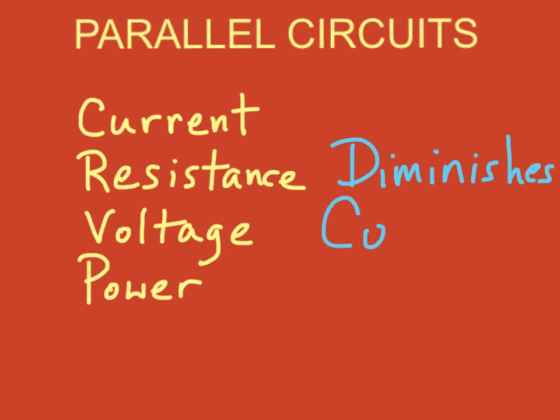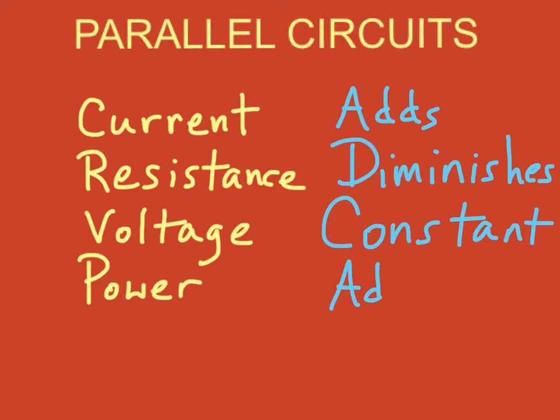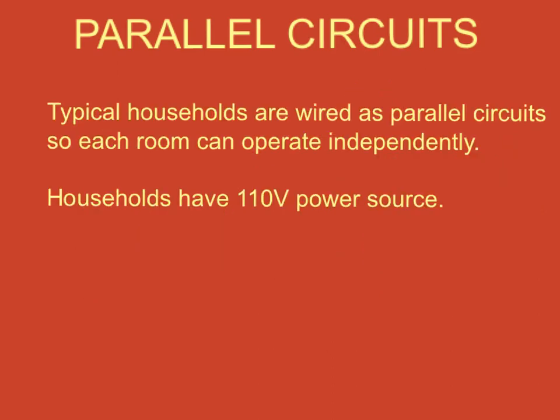Voltage is what remains constant. And current and power each add at each resistor to equal the total. Typical households are wired as parallel circuits so that each room can operate independently. And households typically have a power source of 110 volts coming into the house.